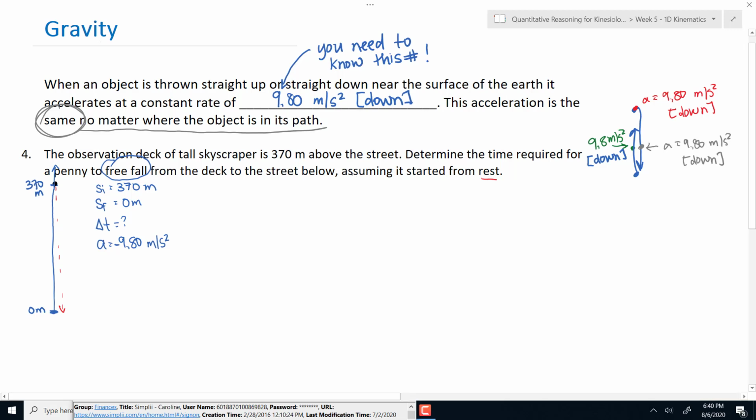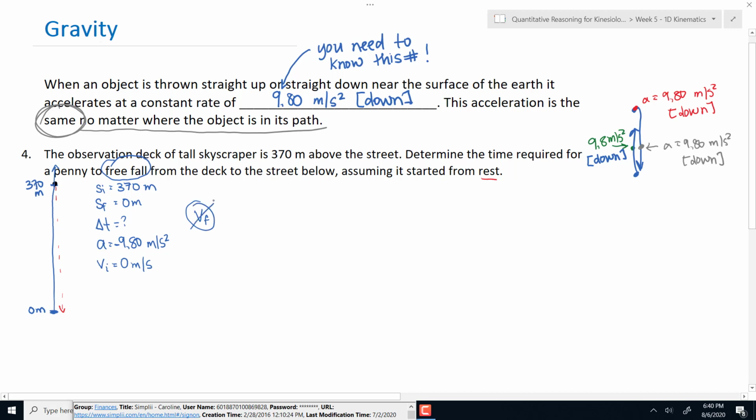One last piece of information, it says, assuming it started from rest. It starts from rest. That means the initial velocity is 0. V initial equals 0 meters per second. All right, so we have S initial, S final. We're looking for delta t. We know A. We know V initial. What is the one variable that we don't know and we don't want to know? V final. That's the one we don't care about.